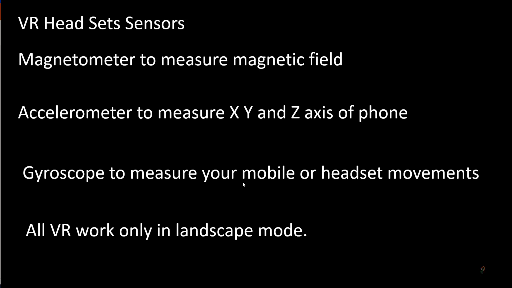Basically it will have one magnetometer to measure magnetic field. It will have an accelerometer to measure the X, Y and Z axis of the phone. Then it will also have a gyroscope to measure the mobile or headset movements. So all VRs work only in landscape mode.